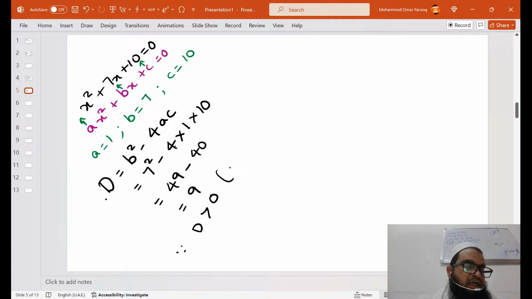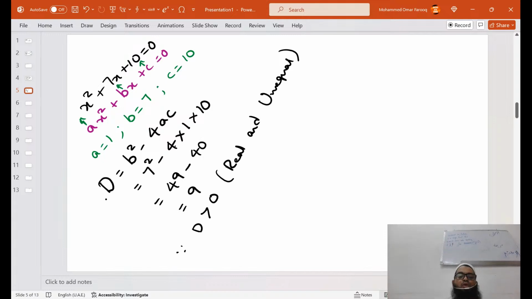So if it is greater than 0, what are the roots? Come on, my dear students. What are the roots? Very good, Mehrab. Real and unequal.